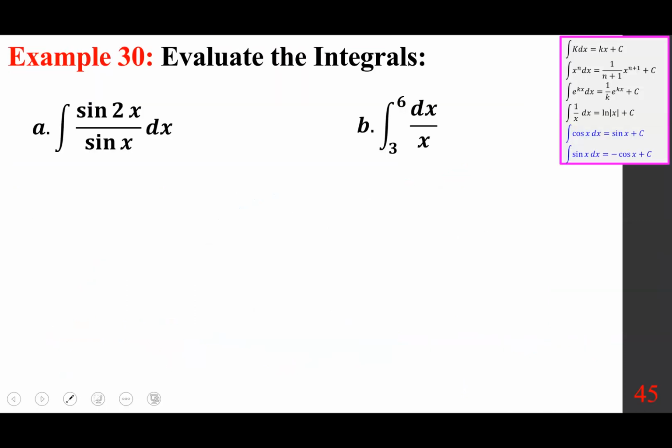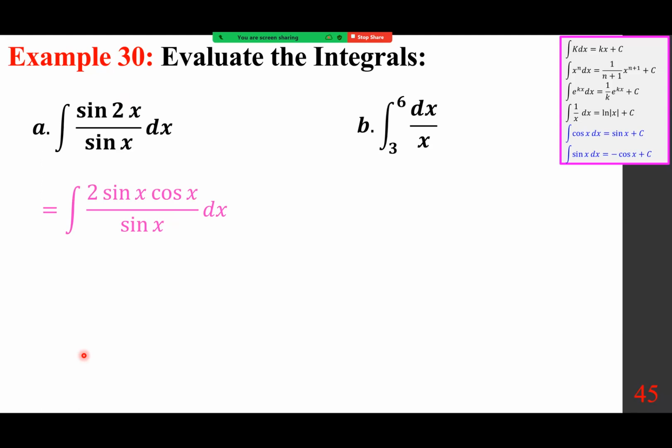All right. How do we do this? We are going to use our trigonometric function and knowledge of trigonometry, where sine 2 alpha is 2 sine alpha cosine alpha. So sine 2x is 2 sine x cosine x. And now this sine x cancels out this sine x. The derivative of cosine is negative sine, but the integral is positive sine, so the answer is 2 sine x plus a constant.